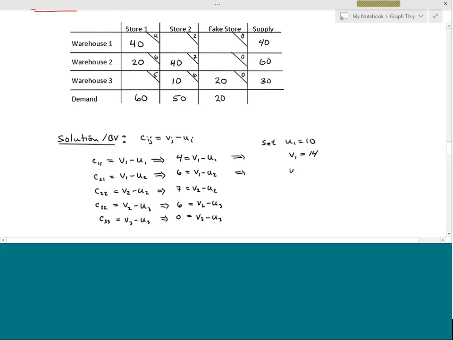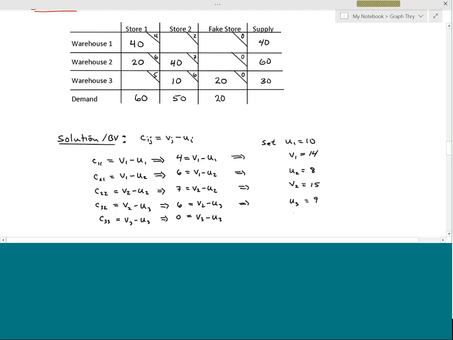So V1 here, if we subtracted 10 to get 4, has to be 14. Now, since we know V1, we can solve for U2. U2 should be 8. If we have 14 and subtract something to get 6, subtracting 8 from 14 gives you 6. Once we have U2, we can solve for V2. And if you can't solve for one of these, skip it, and you'll be able to solve for some equation further on down, and then you'll just have to backtrack. Now for V2, we're supposed to subtract 8 and get 7, so that means V2 should be 15. To get U3, V2 is 15, so something subtracted from 15 gives you 6, so that one should have been 9.